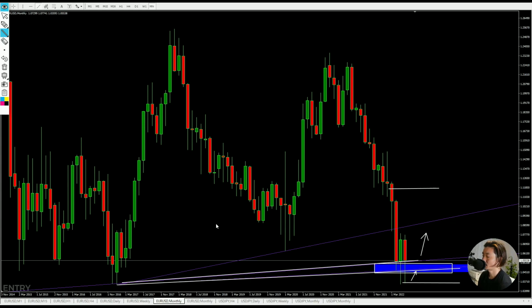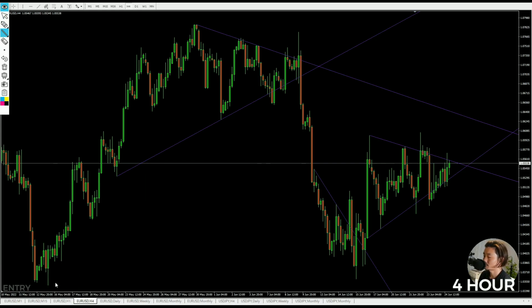Okay, so let me show you what I'll be looking for in terms of lower time frame confirmation so I could take that long entry. Let's go over to the 4-hour chart. Okay, so on this 4-hour chart, if you recall, initially that first weekly long trade stop loss level was at this level right here. And now that new weekly long trade stop loss level is at this new pivot right here.